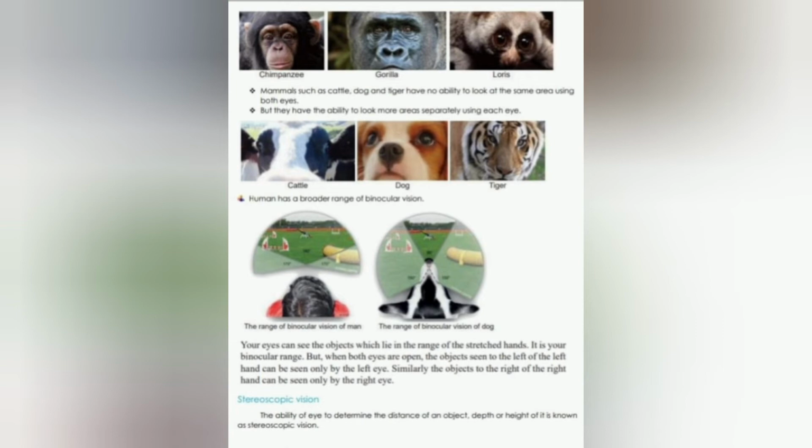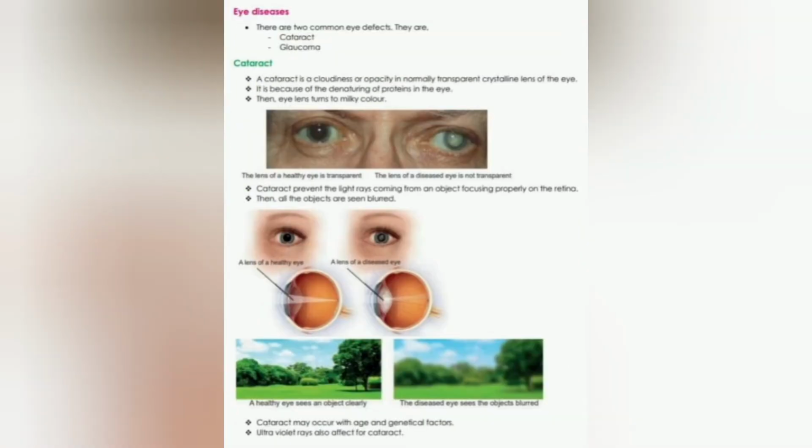Stereoscopic vision. The ability of the eye to determine the distance of an object, or the depth or height of it, is known as stereoscopic vision. Eye diseases. There are two common eye defects. They are cataract and glaucoma.